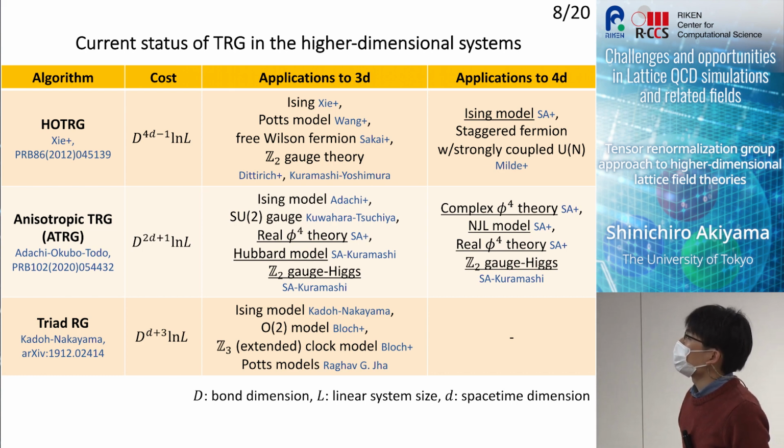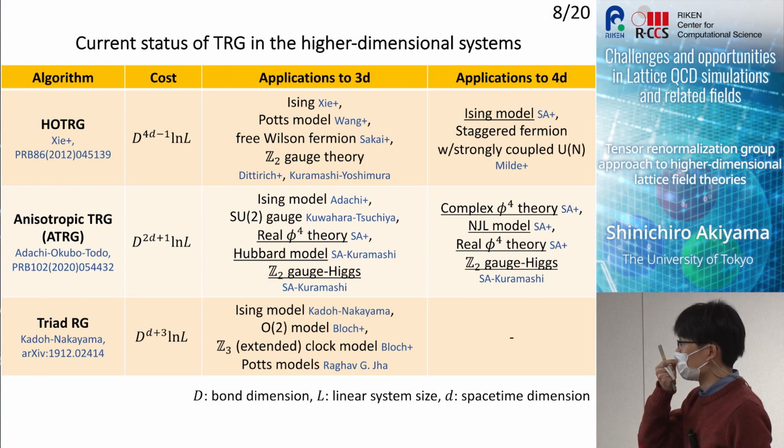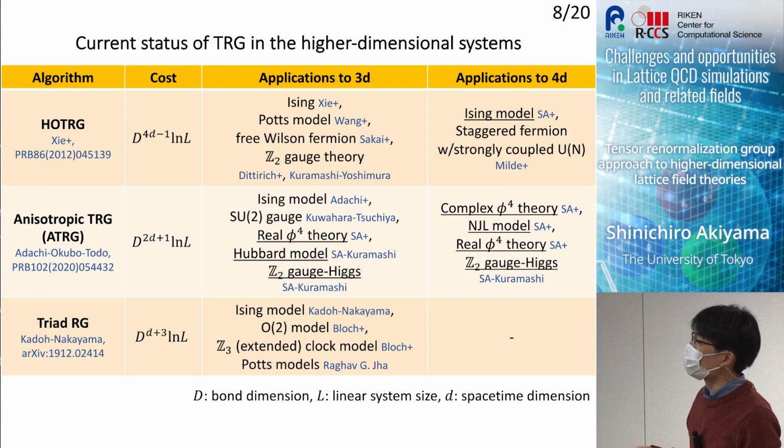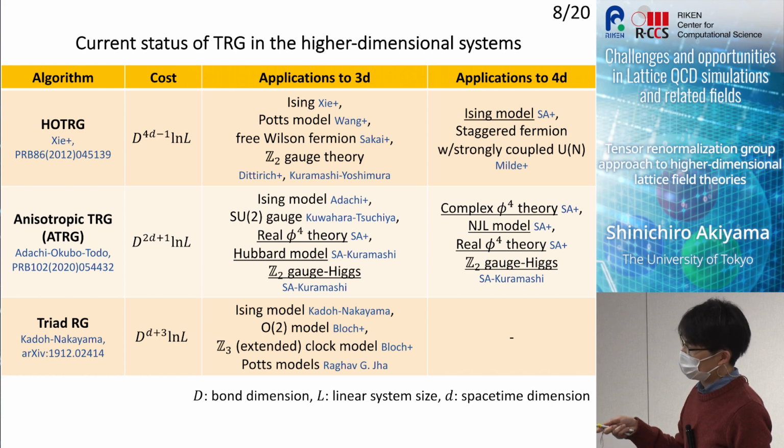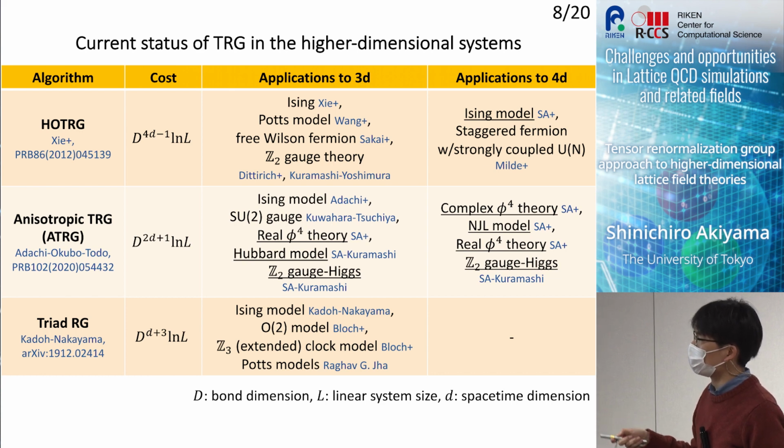This HOTRG has been applied to several spin models in 3 dimensions, or the relativistic fermion, or the lattice gauge theory. And this algorithm has also been used to investigate a 4-dimensional system. But currently we have the anisotropic TRG or the triad RG, which was proposed by Kadoh-san and Nakayama-san. These algorithms show better performance compared with the HOTRG. Actually, their computational cost is much smaller than the higher order TRG.